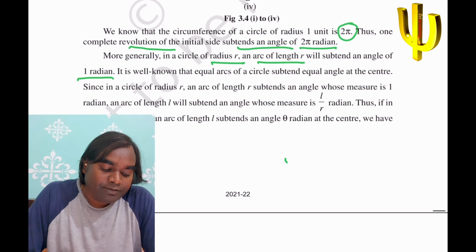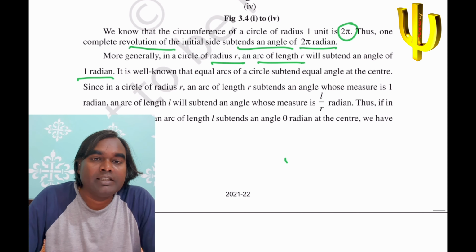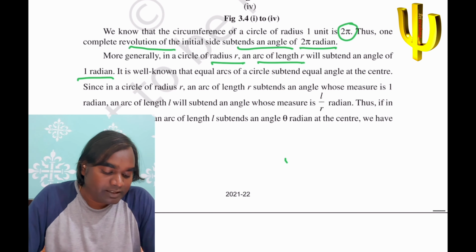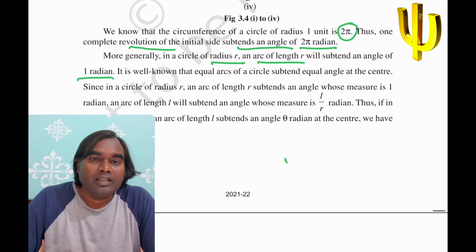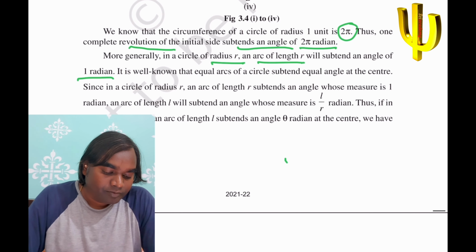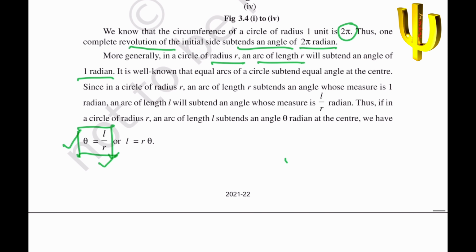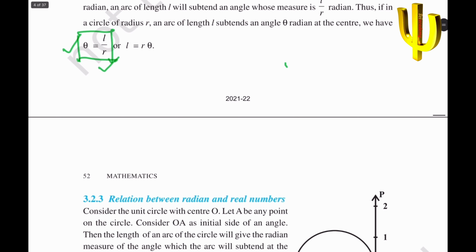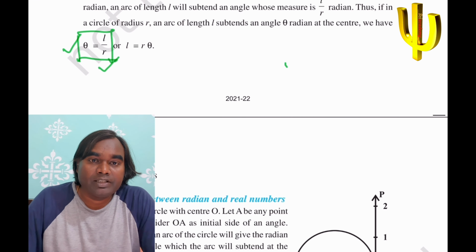Therefore, we can define the relationship between radius, arc length and angle subtended at the center of the circle by this relation: theta is equal to length of arc divided by the radius of the circle. So you must remember this relation. This is a very useful relation. It may be handy for the calculation of different problems.